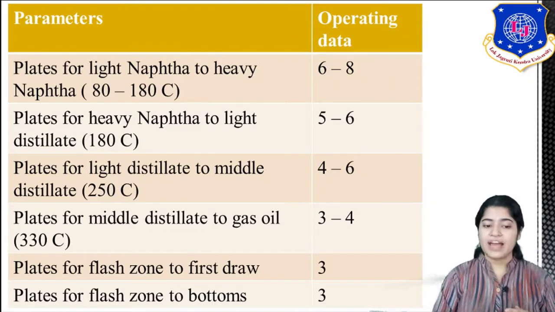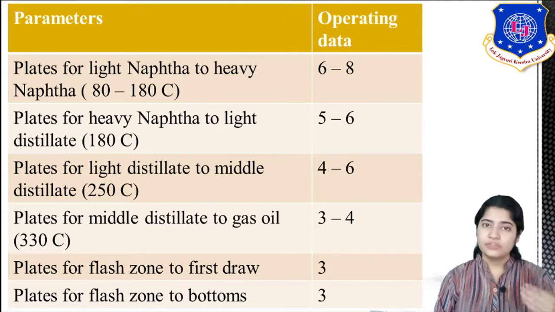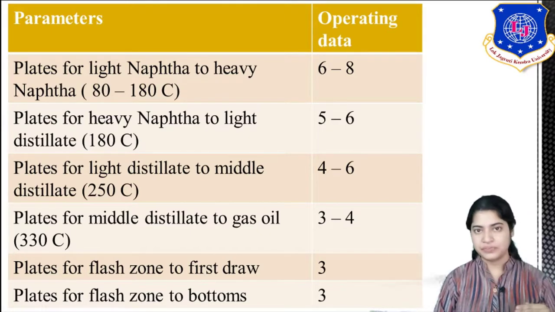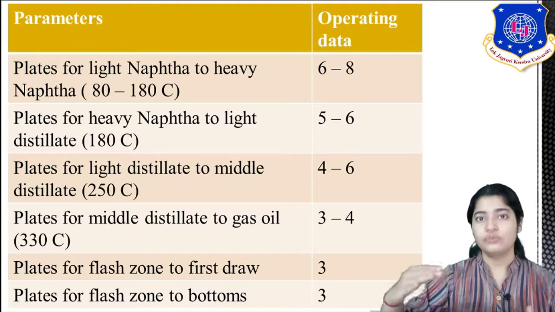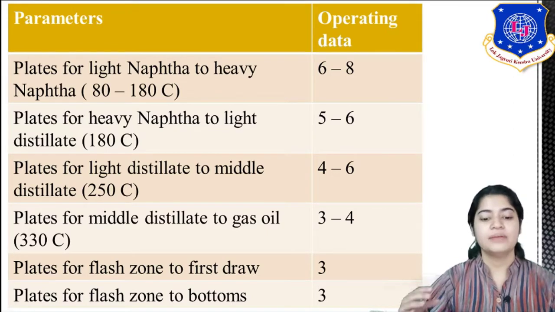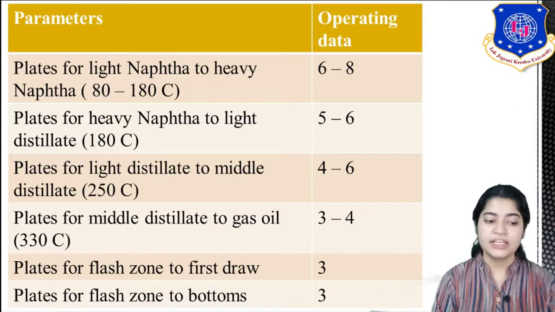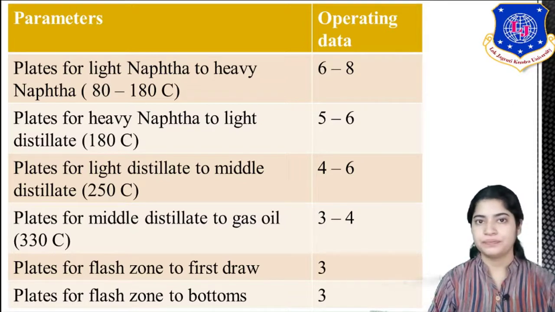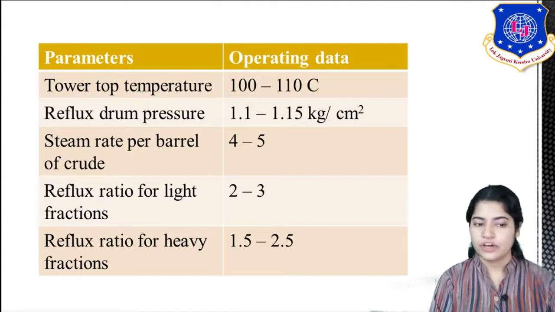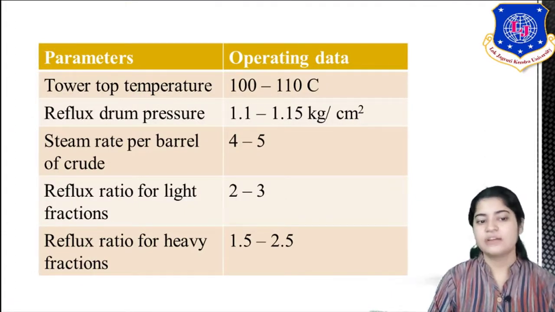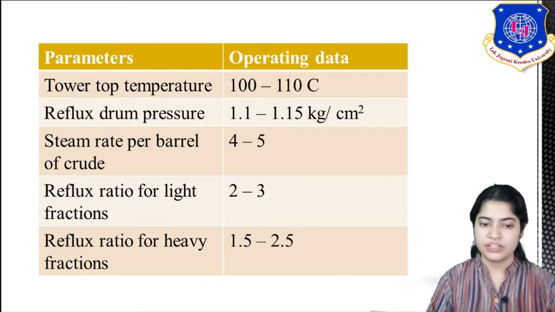Now plates from flash zone to first draw. The flash zone is where your partially vaporized feed is introduced. The first draw is just above the flash zone, whatever cut you are taking out. Between that cut and your flash zone, the number of plates is 3. Similarly, plates from flash zone to bottom, below the flash zone. Between that cut and the flash zone, the number of plates is again 3. Now another operating condition: top temperature is 100 to 110 degrees Celsius.